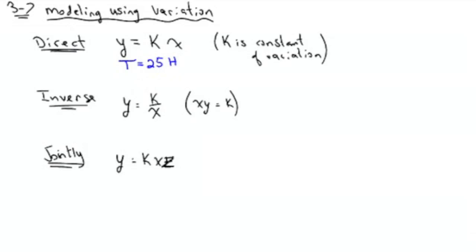call it T for total. Depending on how many hours you work, that would tell you how much total money you made. So when you make an hourly wage, that's a direct relationship. And your constant would be $25 an hour. So if you work 2 hours, you would make $50. If you work 3 hours, you would make $75, and so forth and so on.